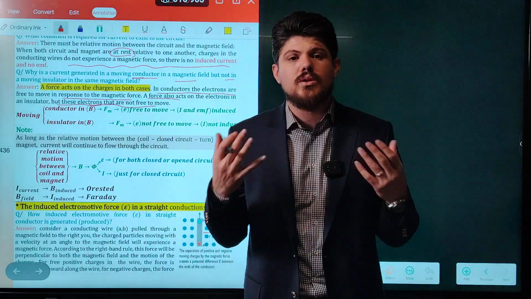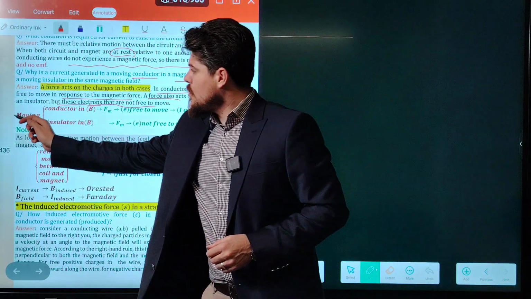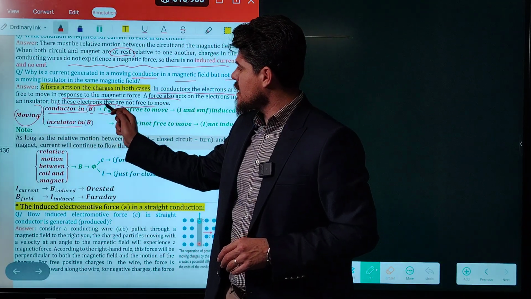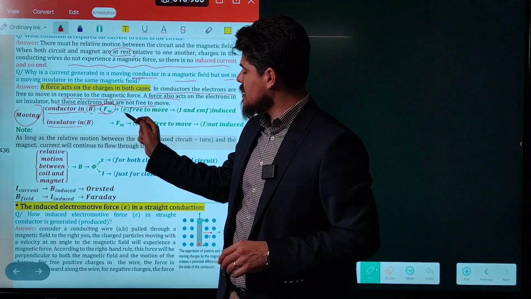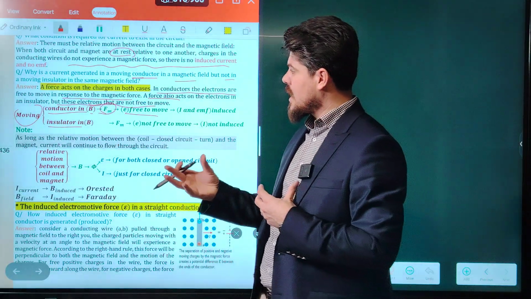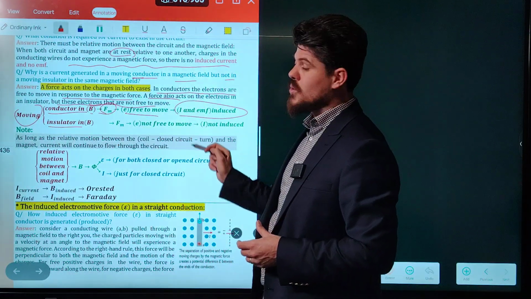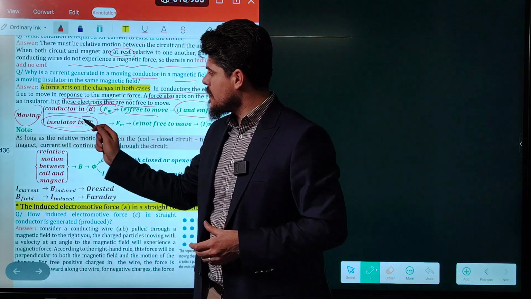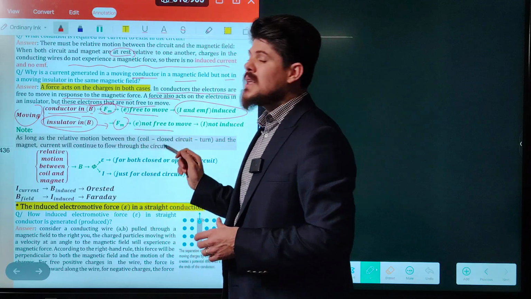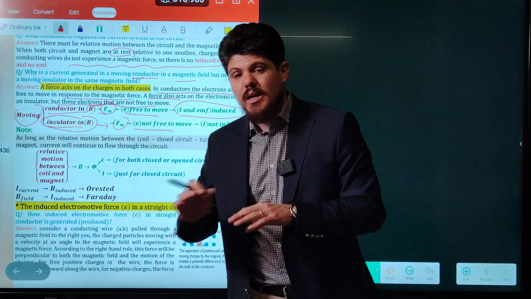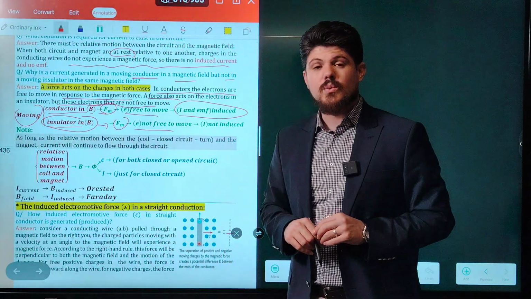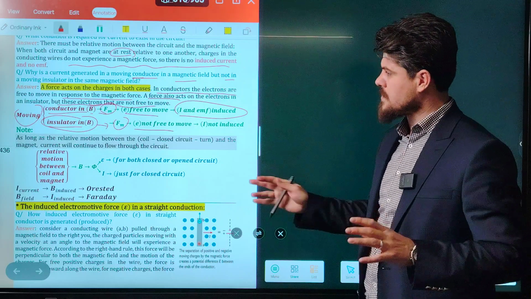So that is why the current does not induce in the insulator. By moving a conductor into the magnetic field, a magnetic force is created, and because the conductor has free electrons, it separates the negative charge and positive charge, and current and EMF are induced. But by moving an insulator, there will be a magnetic force on the charge, okay? But they don't have free electrons, so this force cannot separate the positive charge and negative charge from each other. So there will be no current, there will be no electromotive force.